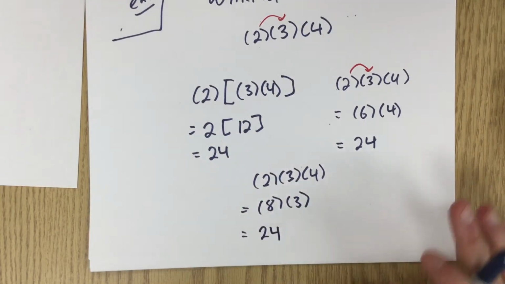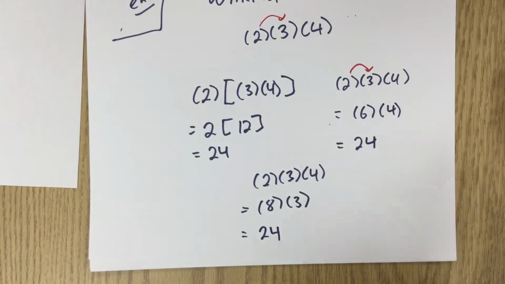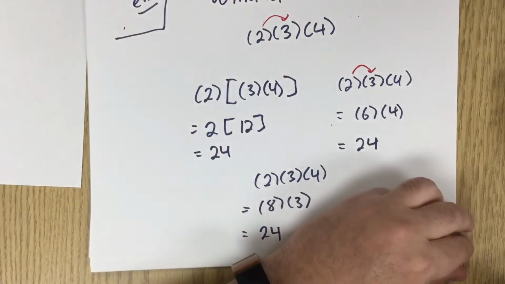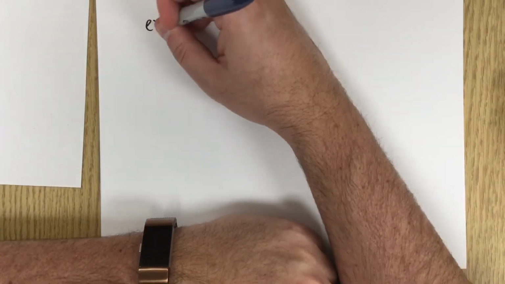24. So the point is, the way we multiply 3 things together is we multiply 2 of them first, and then multiply that answer by the third term. So number 9 for real.